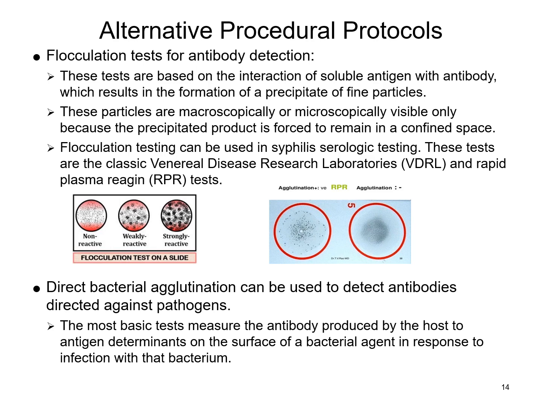Some examples would be doing a VDRL or an RPR test looking for syphilis. You also have direct bacterial agglutination, which is used to detect antibodies directed against certain pathogens. The most basic test will measure the antibody that's produced by the host to the particular antigen determinant on the surface of that bacterial agent in response to an infection because of that particular agent.